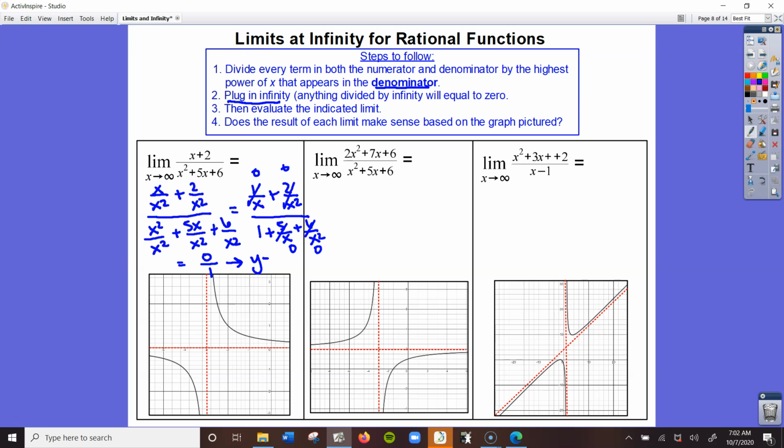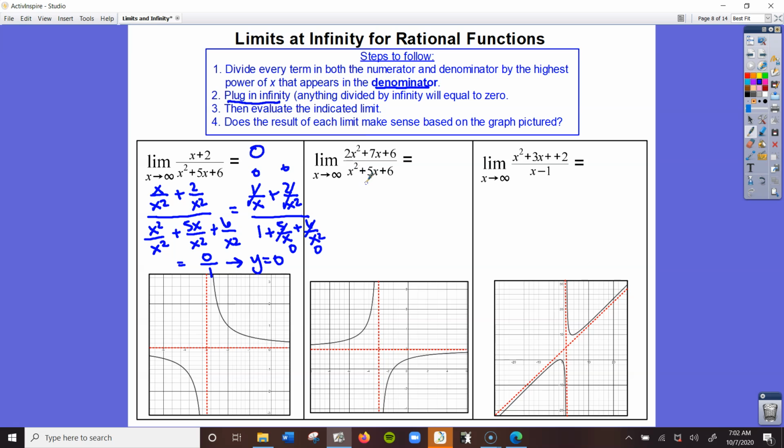So this would be that we have a horizontal asymptote at y is equal to 0. So our limit would equal 0. And you can see the horizontal asymptote on the graph. So the graphs are here on the bottom so that you can see what happens when we do this process in terms of what it means for our horizontal asymptotes.